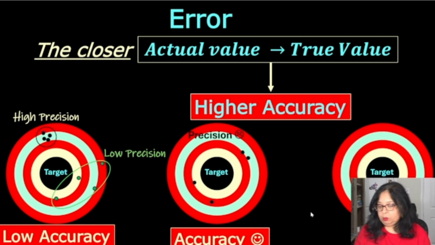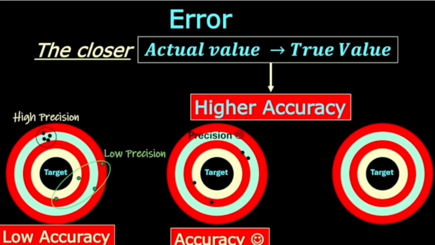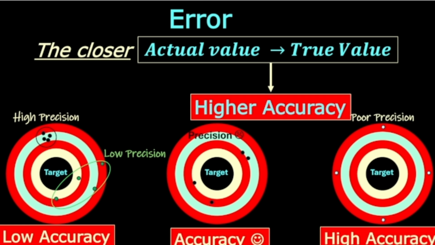Let's look at another example. In this third case, our darts end up at 9 o'clock, 12 o'clock, 3 o'clock, and 6 o'clock. What do you say about the precision? Again, quite poor. And how about the accuracy? Perfect, very high accuracy. I hope that these examples have helped you understand the difference between precision and accuracy.